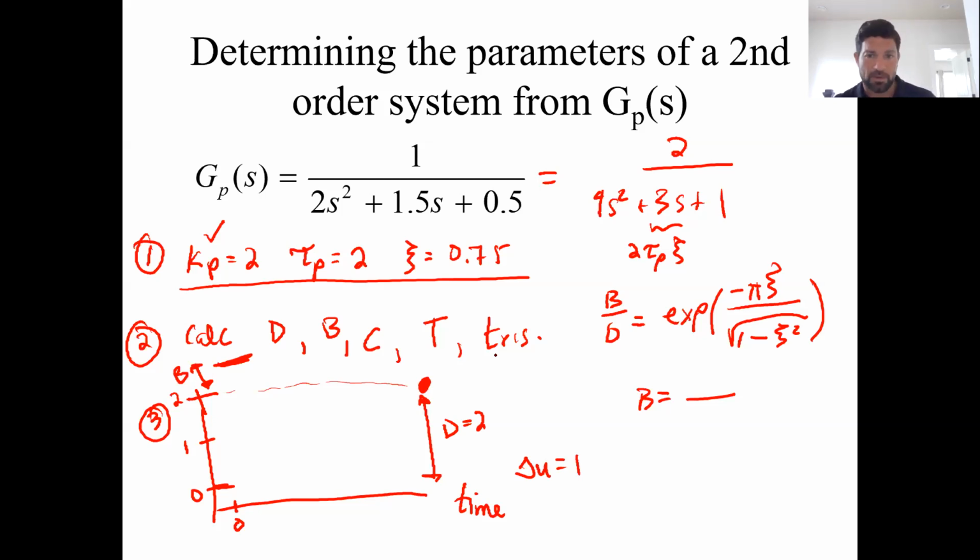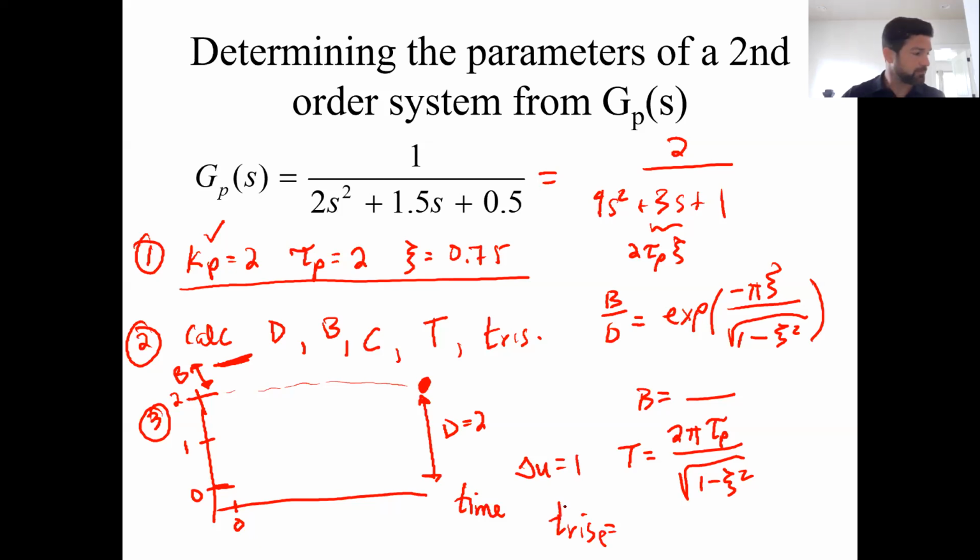The next thing we can do is calculate the period of oscillation. The period of oscillation T equals 2 pi times tau P divided by the square root of 1 minus zeta squared. This is going to tell us the period of oscillation. But the thing we need first is to calculate the rise time.